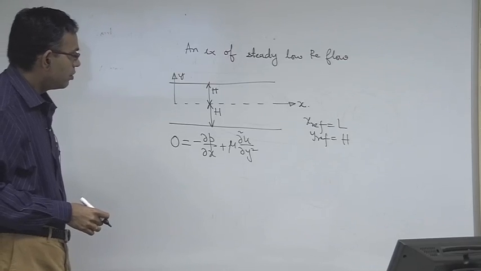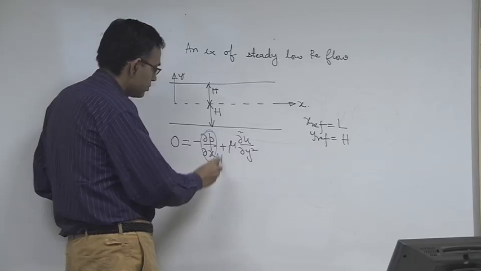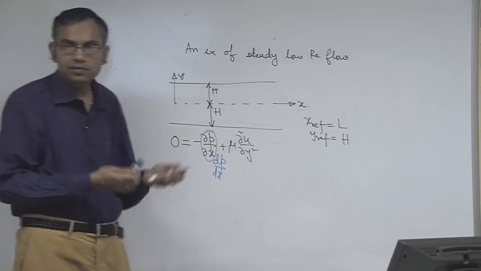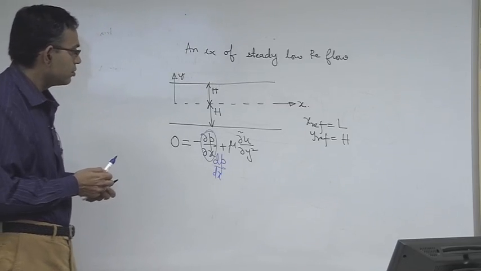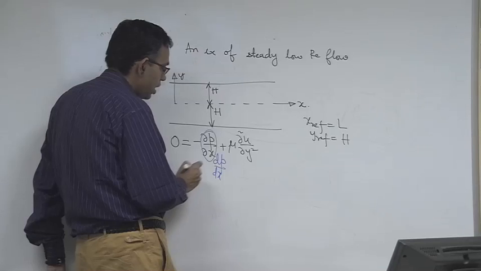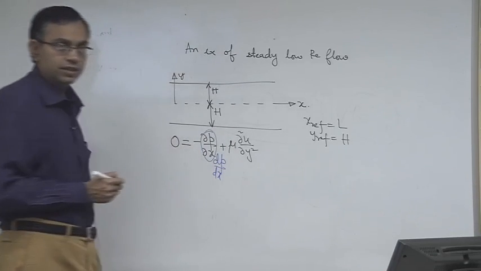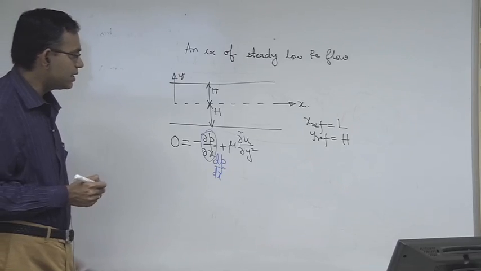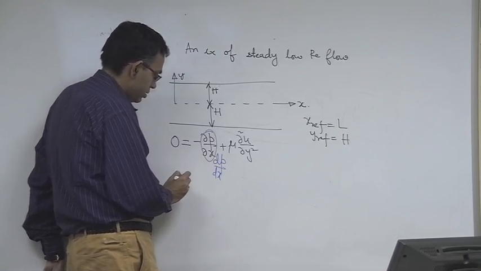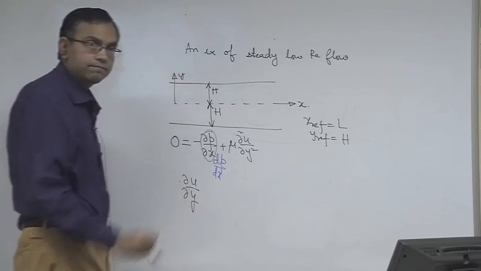So, now let us call it dp dx, although you may keep it generically as del p del x. But let us call it as dp dx. So, now you integrate this equation. When you integrate this equation, what you will get? Del u del y, integrate means integrate with respect to y.